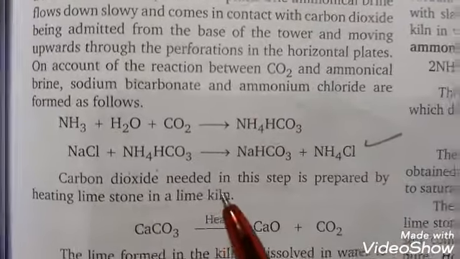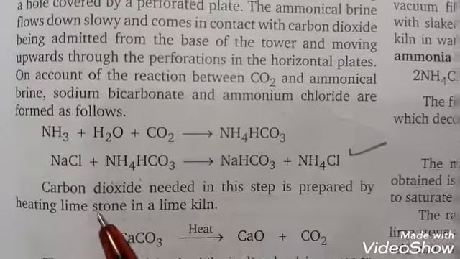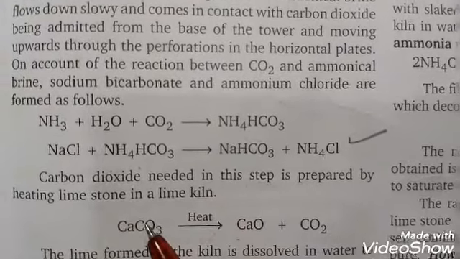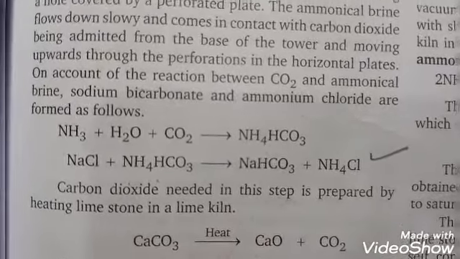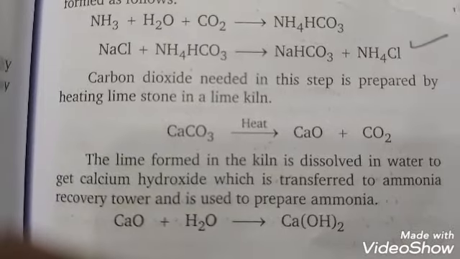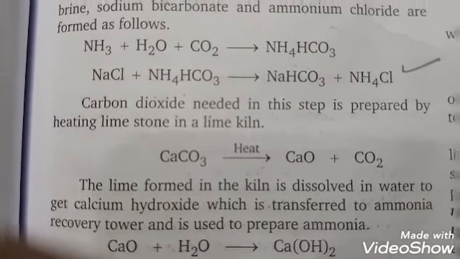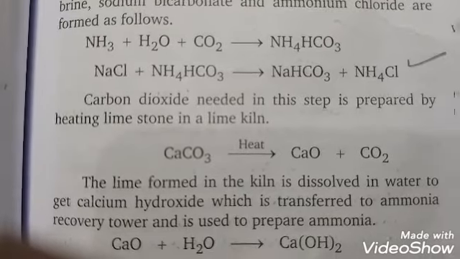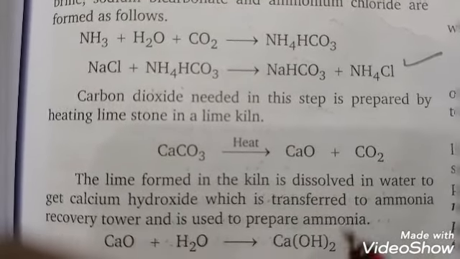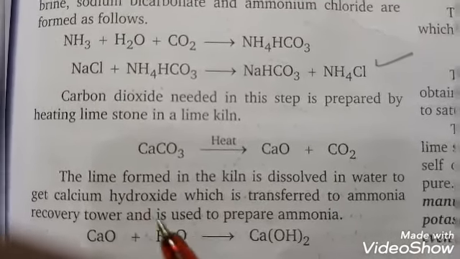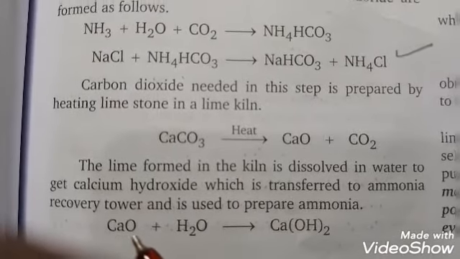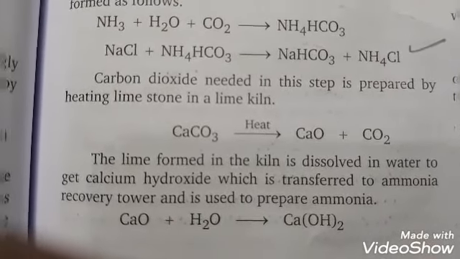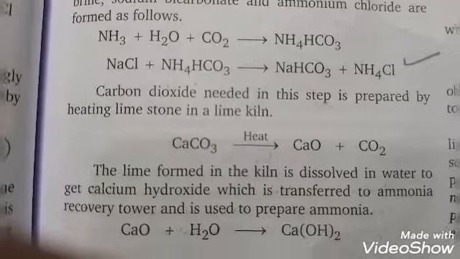Carbon dioxide needed in this step is prepared by heating limestone in a lime kiln. CaCO3 on heating gives CaO plus CO2. The lime formed in the kiln is dissolved in water to get calcium hydroxide, which is transferred to the ammonia recovery tower and is used to prepare ammonia. That is, CaO plus H2O gives calcium hydroxide.